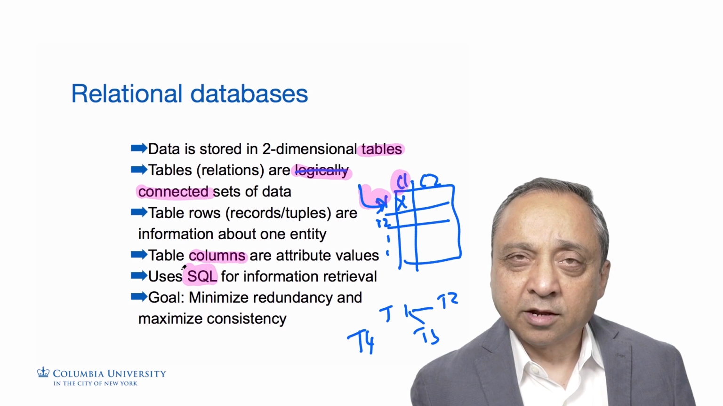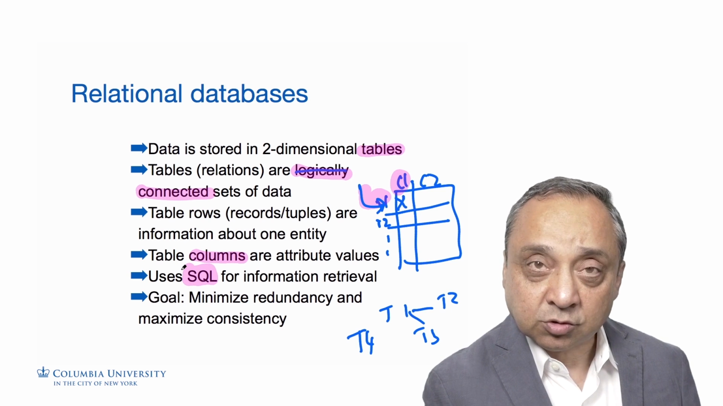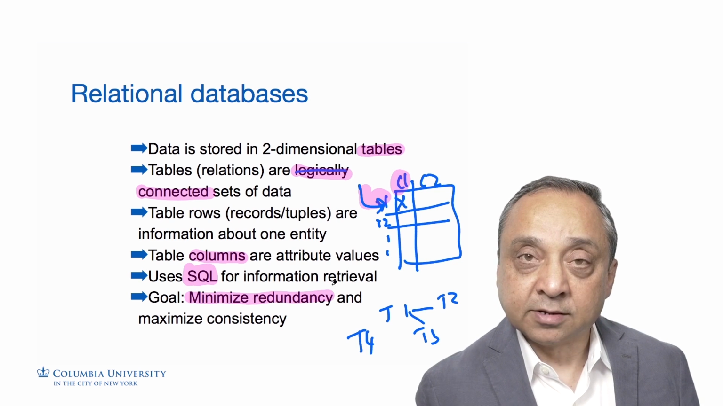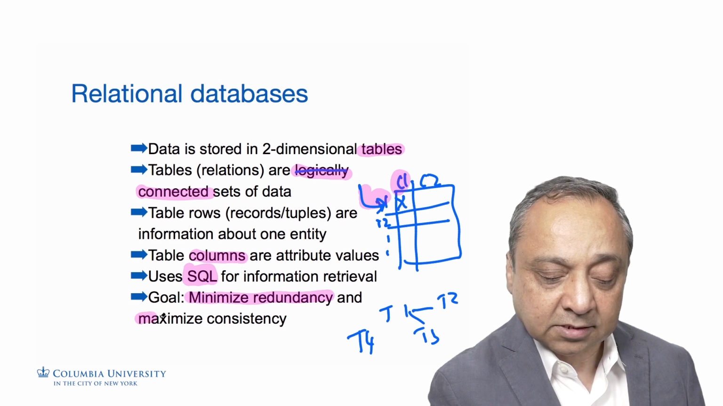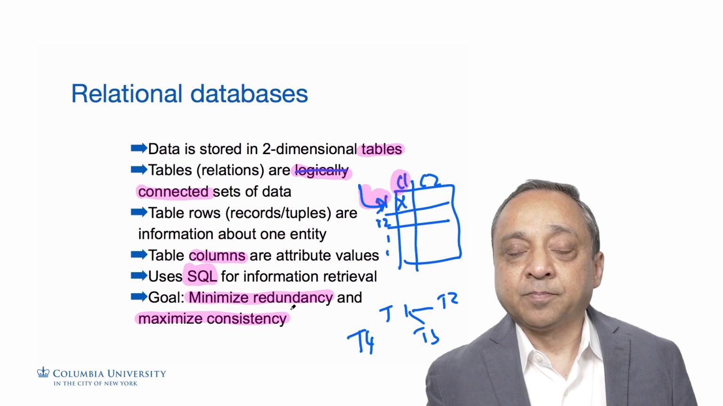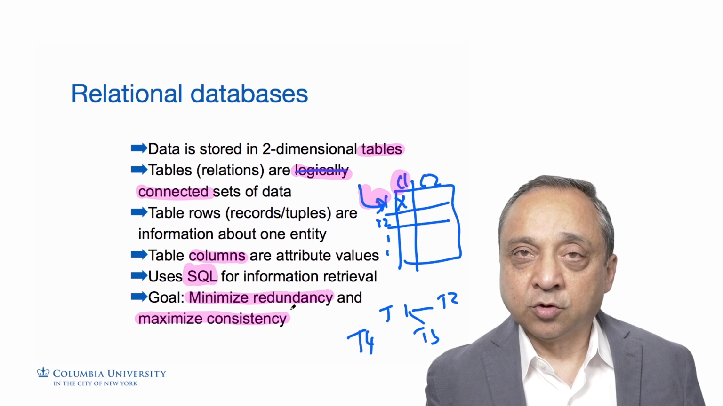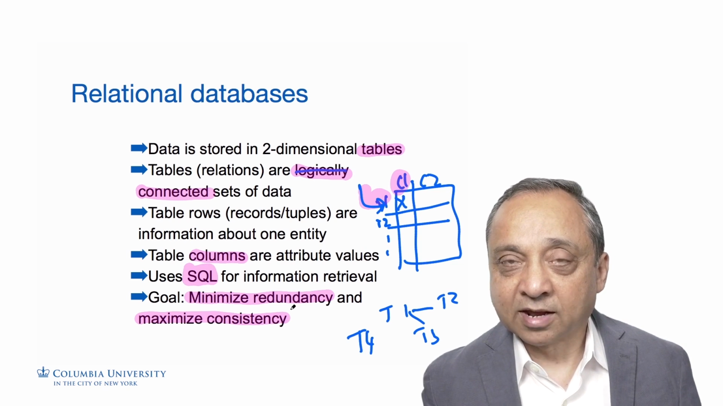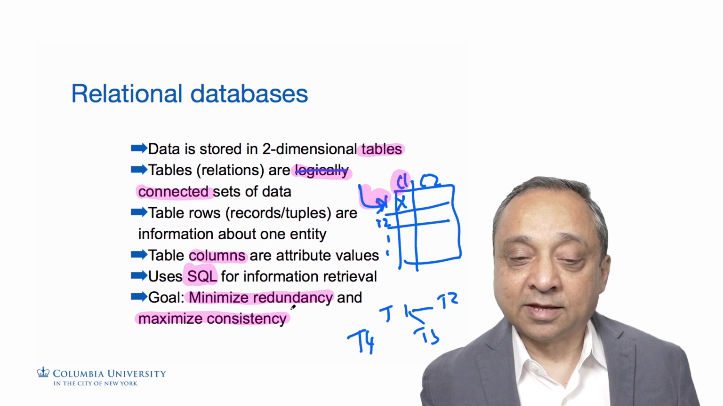And the goal in a relational database is to do two things: to make sure that the database has very low redundancy and is maximally consistent. Redundancy means that if in a database you have the same data repeated twice or 3 times or 10 times or 15 times, then that's redundant.